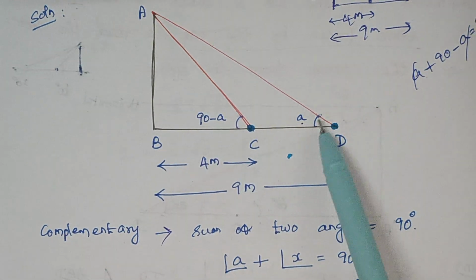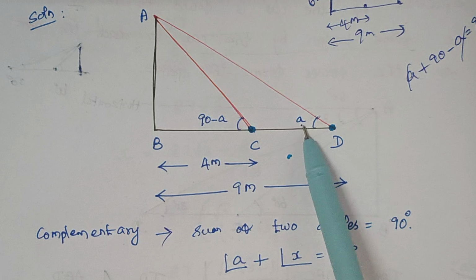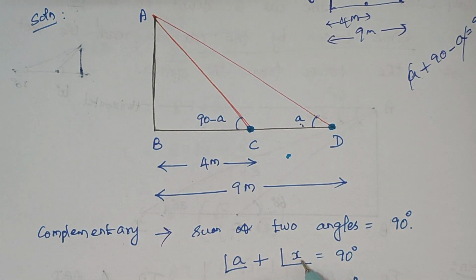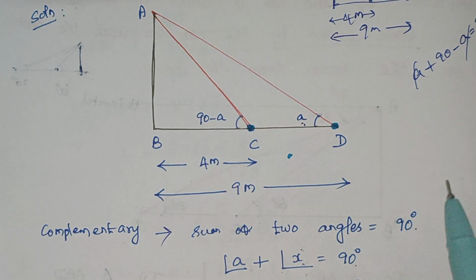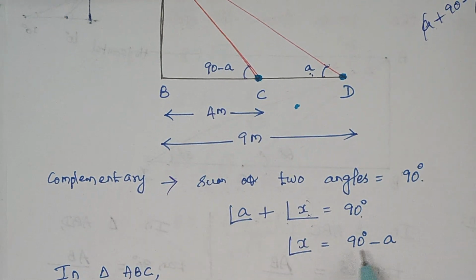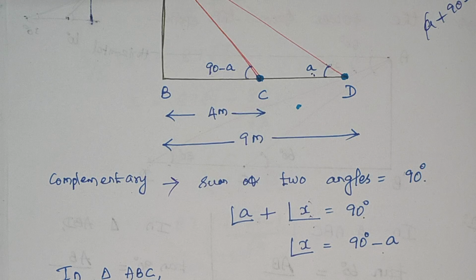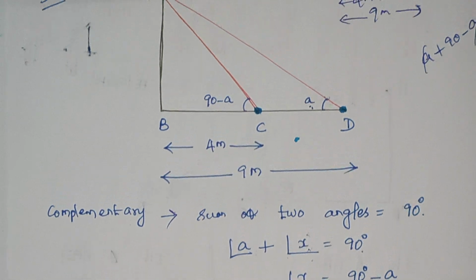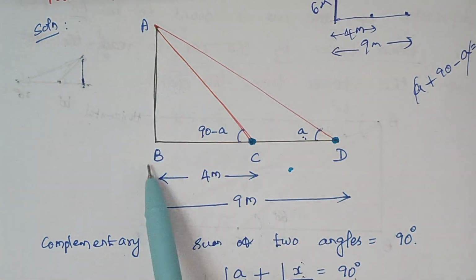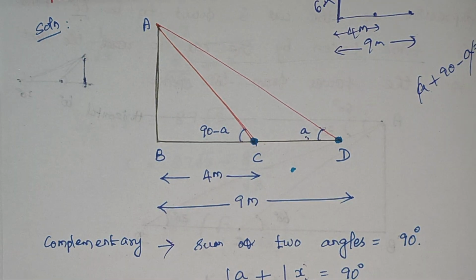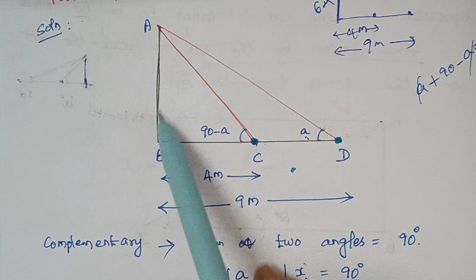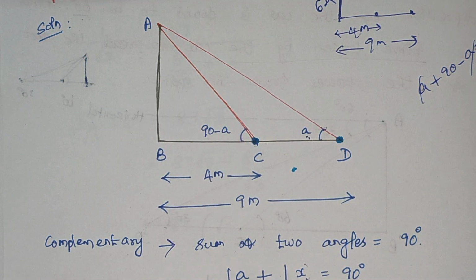So here I have taken one angle value as A, right? The other value I don't know, so let it be X. So A plus X is 90 degree. Then X is equal to 90 minus A, right? So now consider the triangle. Now consider this part, A, B and C, right? We have to prove that the height of the tower is 6 meters.